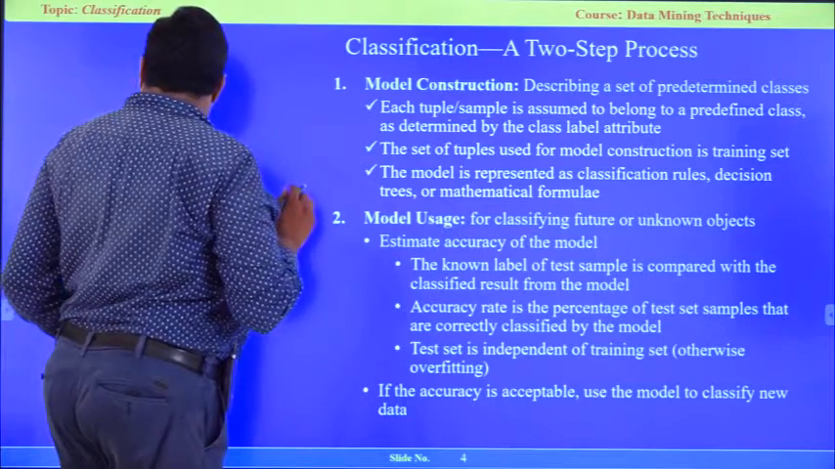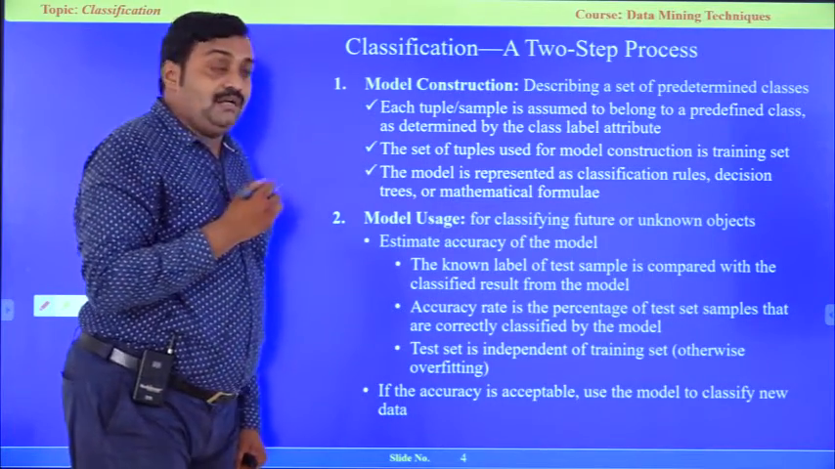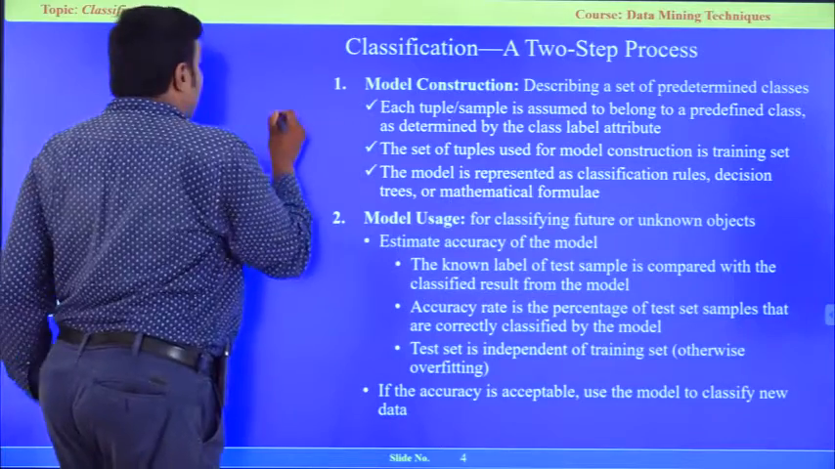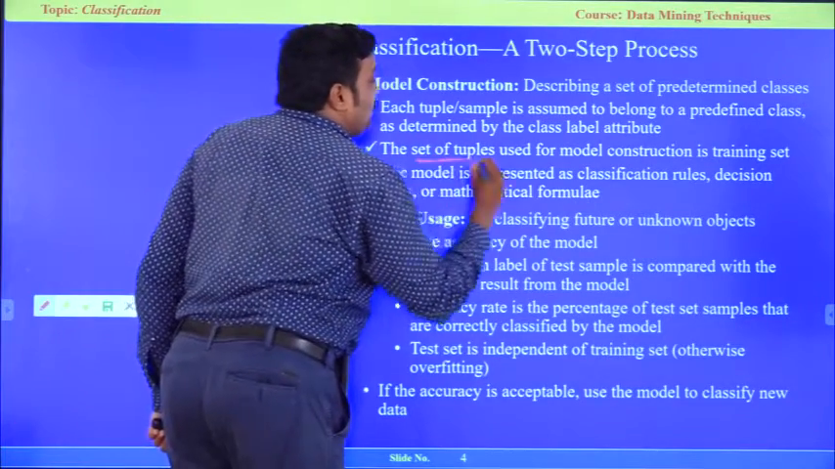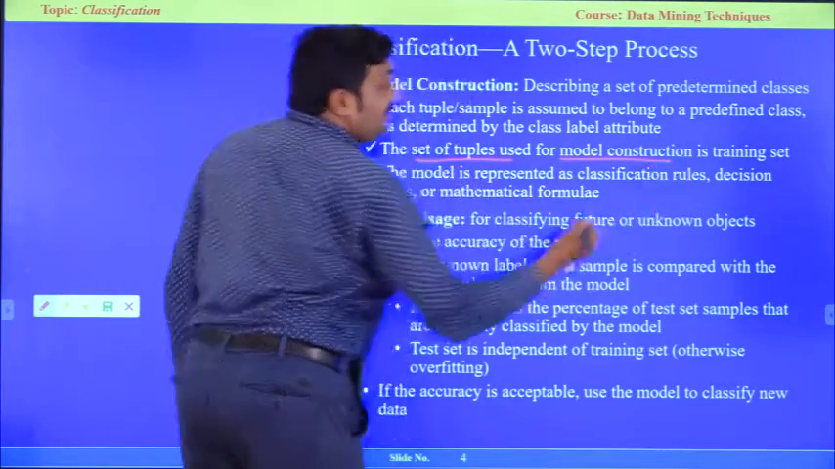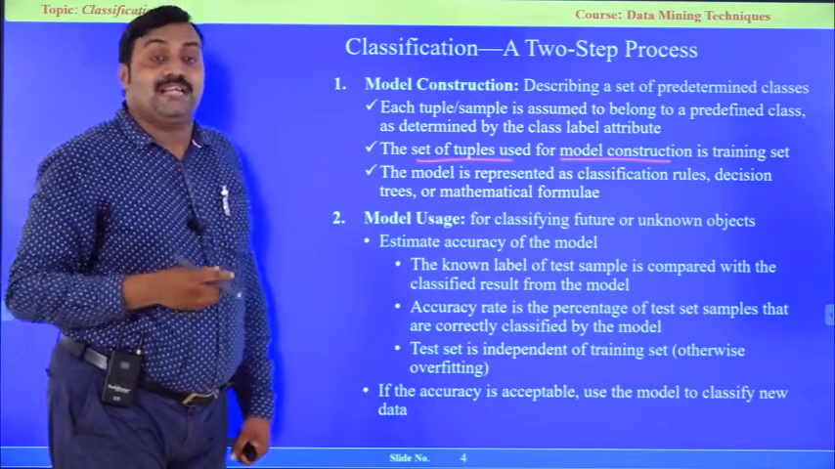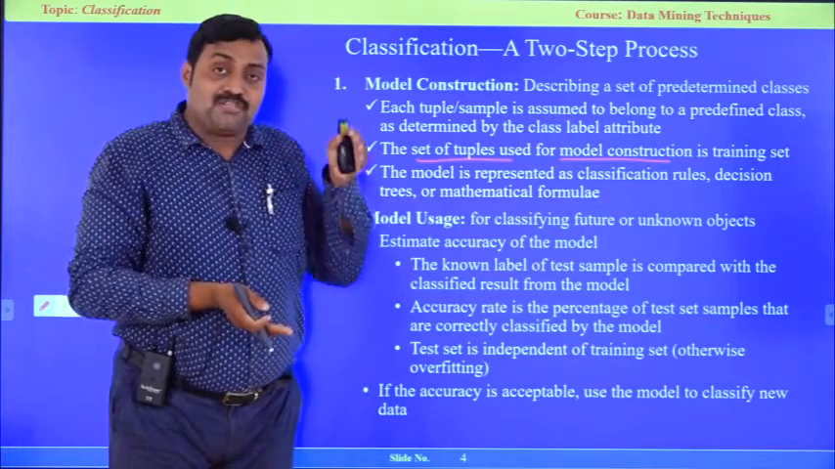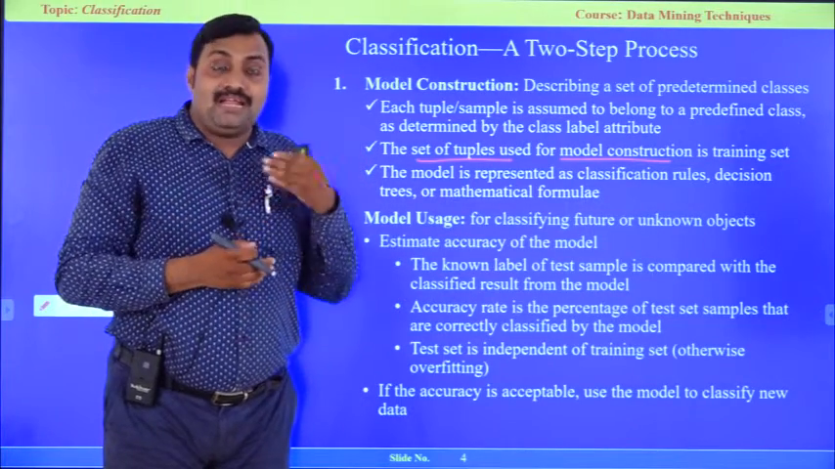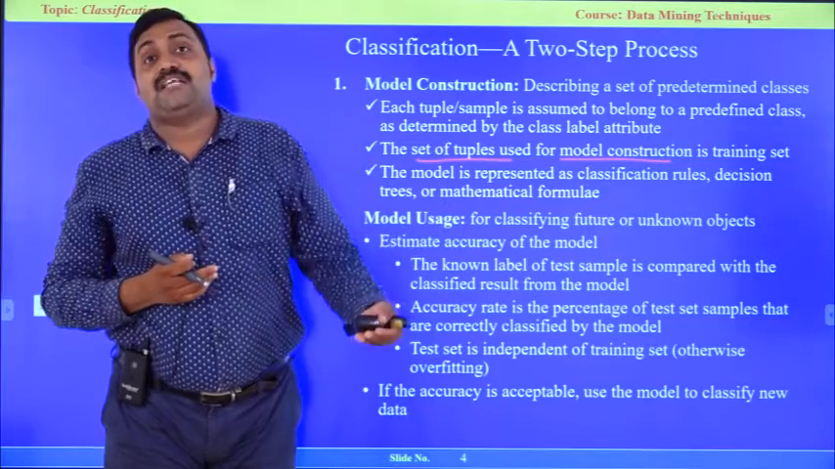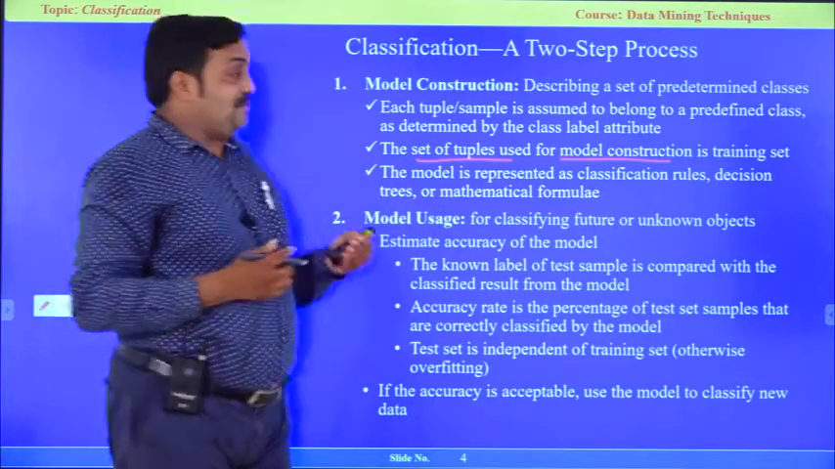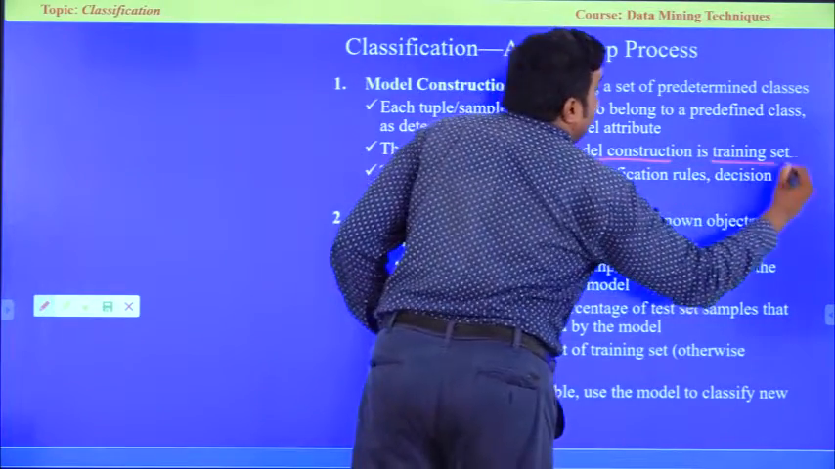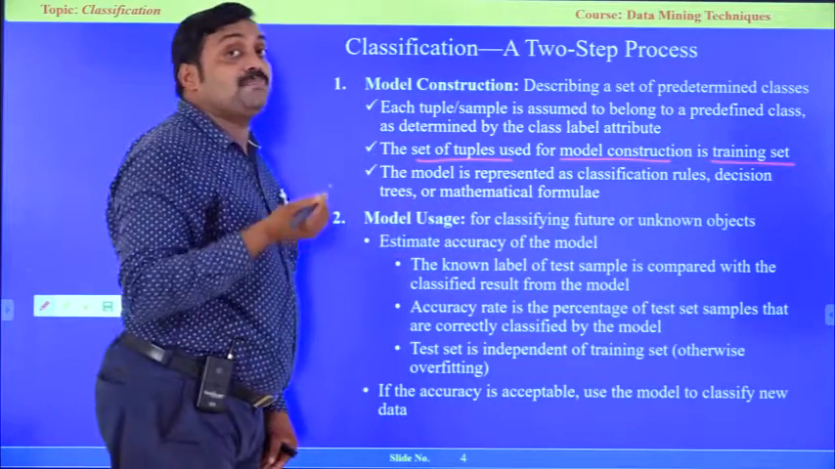Now whenever we have a model, the set of tuples used for the model construction is nothing but the training set. That means we have the predefined classes, and based on the predefined classes we are going to give the class label for the new record. So we take it as a training set, because we already know it is predefined.